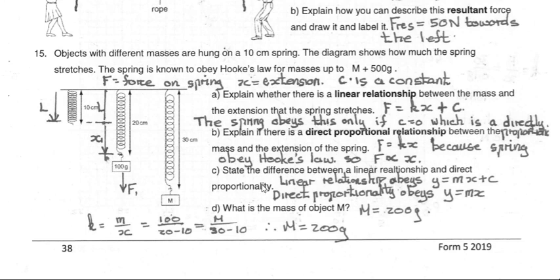State the difference between a linear relationship and direct proportionality. Linear relationship obeys y equals mx plus c. Direct proportionality obeys y equals mx, so c is 0. What is the mass of the object m? It is 200 grams, because k equals m over x equals 100 divided by 20 minus 10, the extension, so mass over the extension, which is also equal to m, unknown, divided by 30 minus 10, which is the extension of this spring. So rearrange this for m, and we get 200 grams.